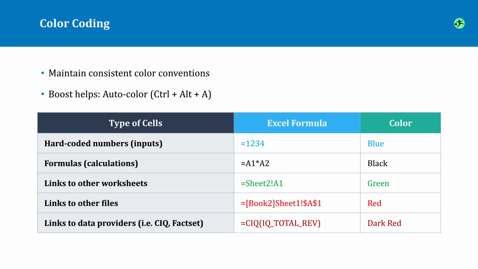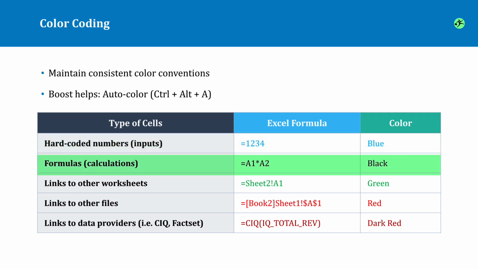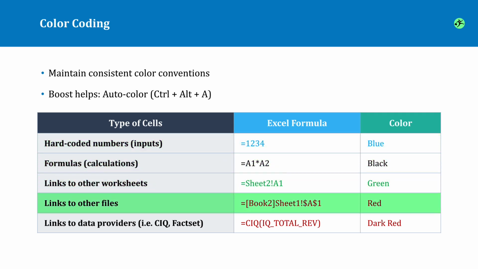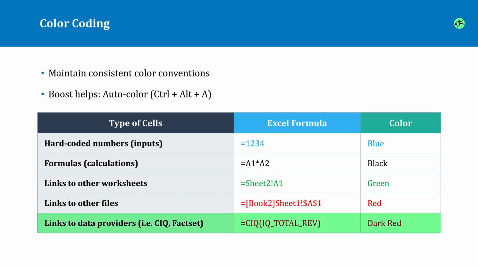Color coding we touched on, so let's be pretty explicit about the color coding convention that we're going to follow and the one that's typically followed on the street. Hard-coded numbers are blue, formulas are black, links to other worksheets are green, links to other files are red, and links to data providers, we haven't mentioned this yet, but if you're using services like Capital IQ or FactSet or Thomson, where they have their own codes, like we just showed you the Boost codes, well, the data providers that have a lot of really good data, and if you're lucky enough to have a subscription to this, you type equal and then they have their own codes to pull up revenue or pull up EBITDA or whatever.